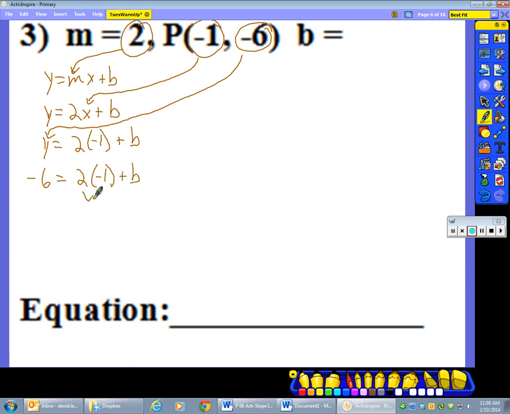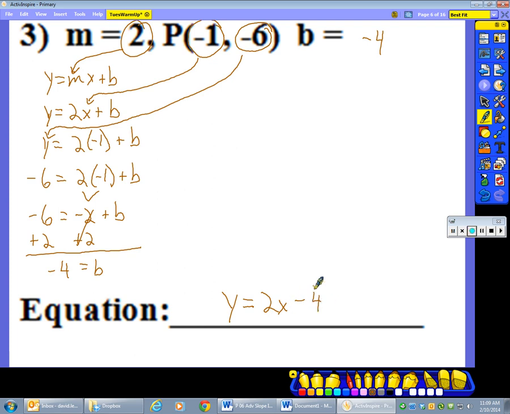Now I'm going to solve for b. So 2 times a negative 1 is a negative 2. Bring down the rest of my equation. And the opposite of a negative 2 is adding 2. So I'm going to add 2 to both sides to get b by itself. I'm left with b equals a negative 4 in this case, because a negative 6 and a positive 2 leaves me with a negative 4. So whenever I create my equation, it is y equals 2x, because 2 is my slope, minus 4, because negative 4 is my y-intercept.